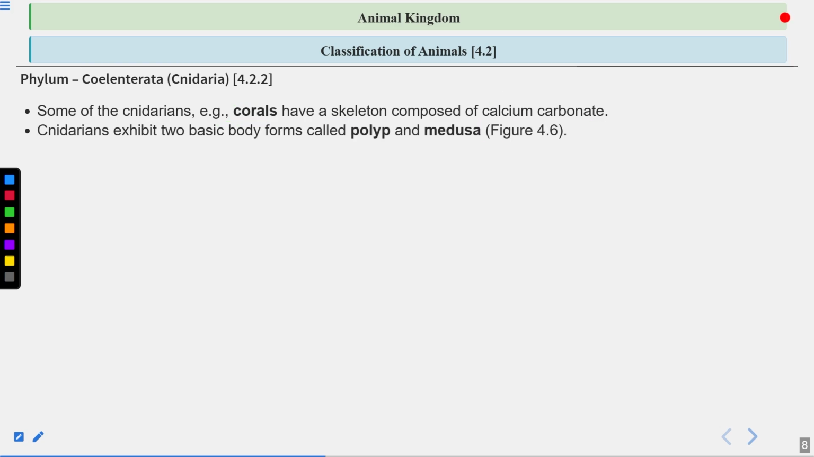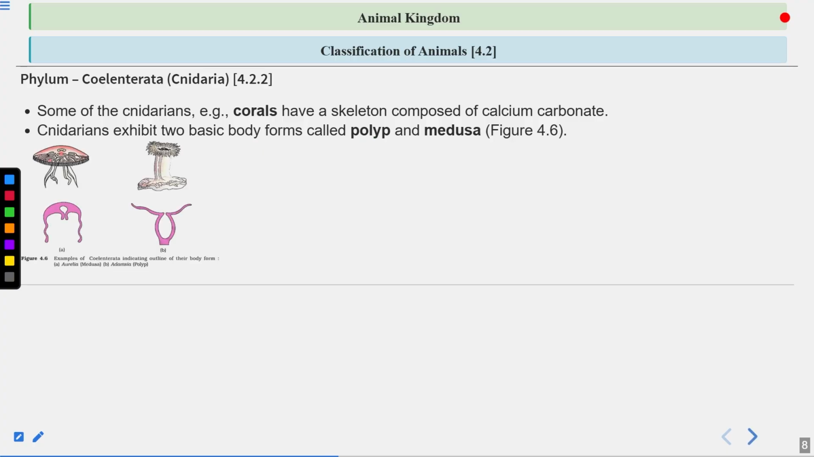Cnidarians exhibit two basic body forms. This is very, very important. Two basic body forms, polyp and medusa. I've already explained that. Polyp and medusa are two body forms in their life cycle. Here you can see the medusa one, Aurelia, and Adamsia, which shows the polyp stage. In the polyp stage you can see a tubular or cylindrical structure. Mouth is upward. They are sessile, not movable. They are mostly responsible for asexual reproduction.